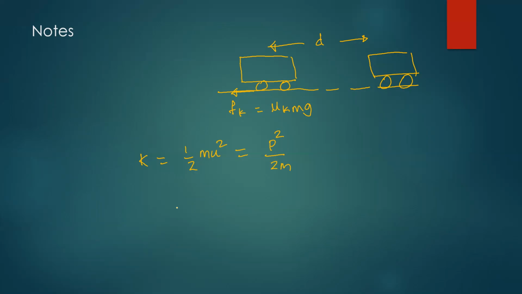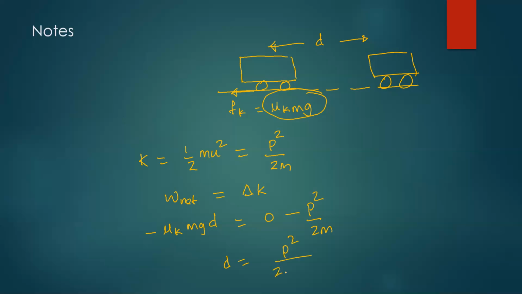You might have seen this. And then if I use net work done is equal to change in kinetic energy. Because the friction force is doing negative work, the change in kinetic energy will be like the initial kinetic energy itself, because it is stopping. The final kinetic energy is 0. So I can say negative work done, so minus mu k m g into d is equal to final kinetic energy 0 minus initial kinetic energy p square by 2m. So from here you will get d as p square by 2 mu k m square g.